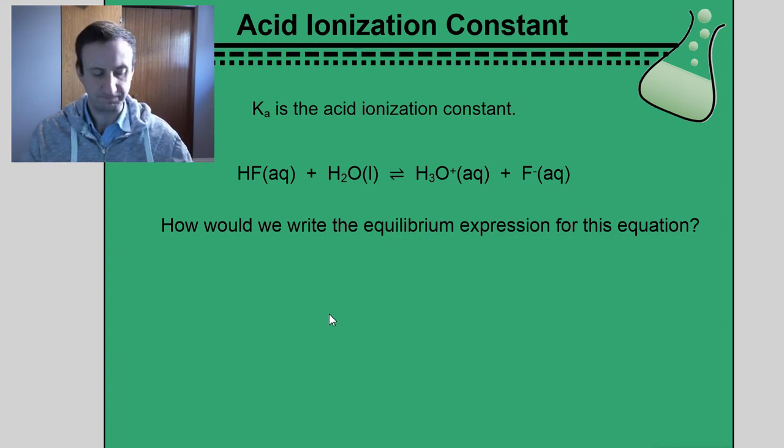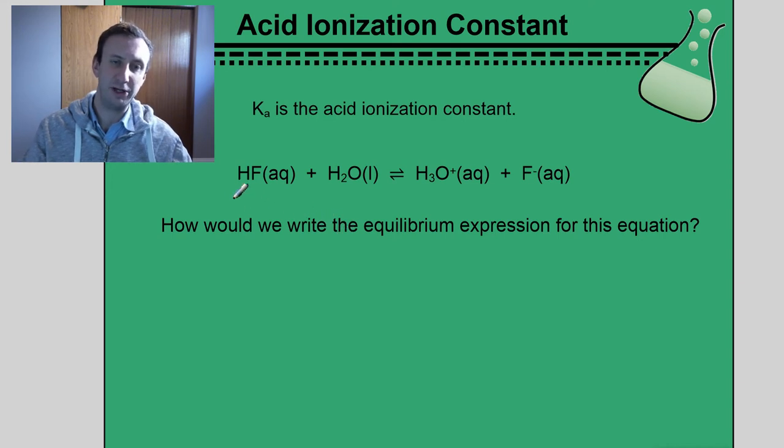So let's say that we had this equilibrium, HF and water making hydronium and the fluoride ion. Here HF is obviously the acid, water is acting as a Bronsted-Lowry base because it accepts a proton to make hydronium, and this is my conjugate base over here. So how would I write the equilibrium expression for this equation? Let's say, hey, this is Ka.